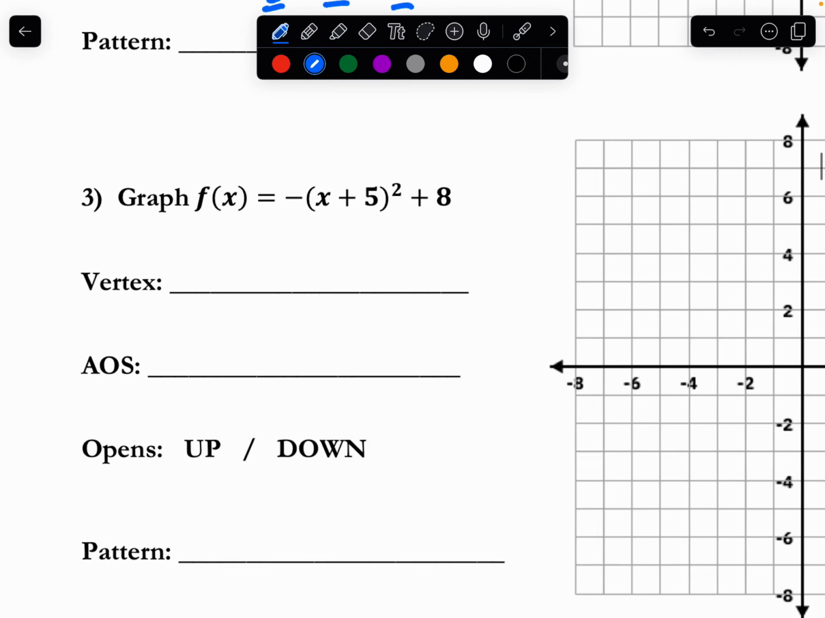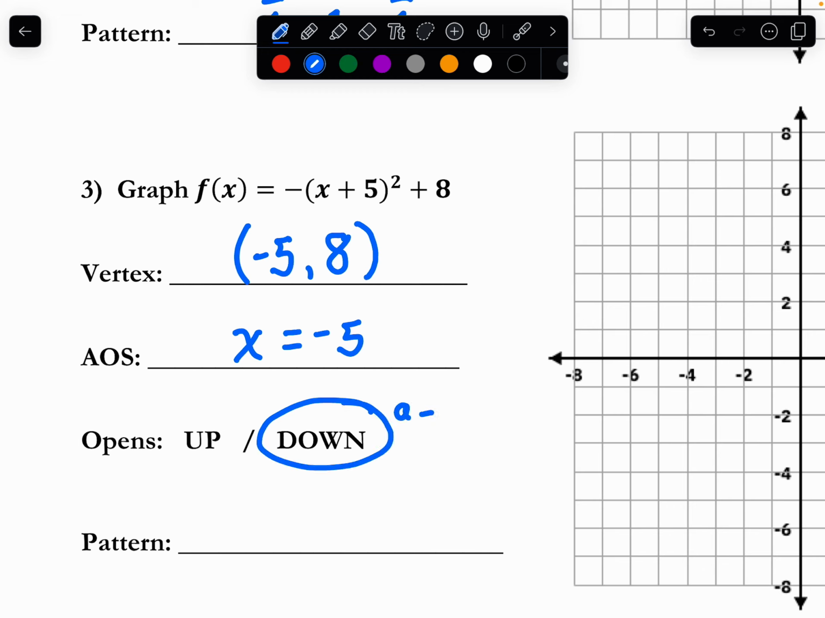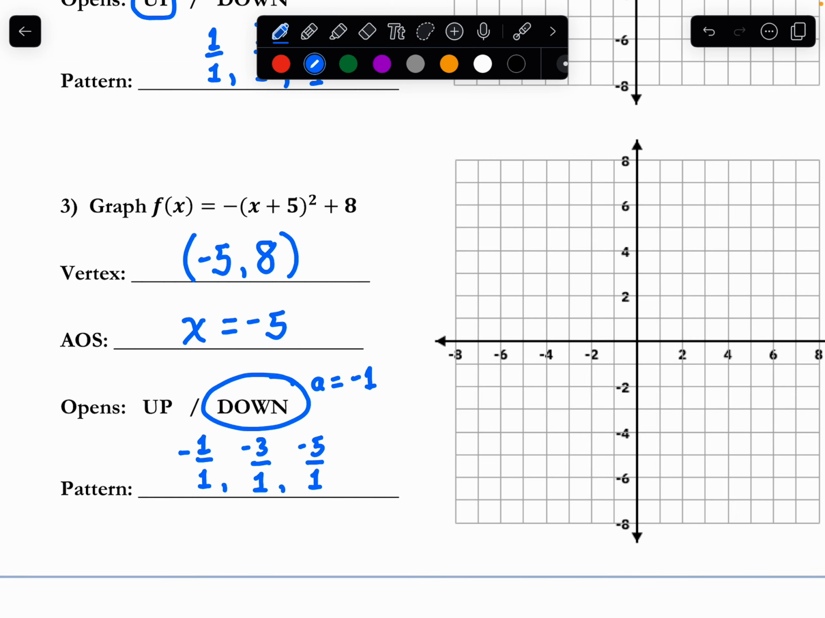Now let's see what happens when we have a negative a value. Again, the vertex, the opposite of plus 5, so negative 5, 8. My axis of symmetry is just x is equal to negative 5. This is now going to open down because a equals negative 1. And then my pattern is going to go down 1, right 1, down 3, right 1, and then down 5, right 1. Okay, so that's how I count the right branch. And then we just mirror those points on the other side.